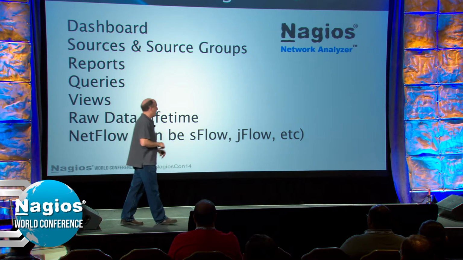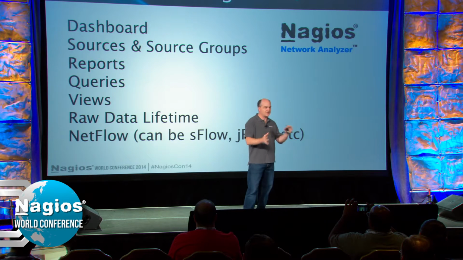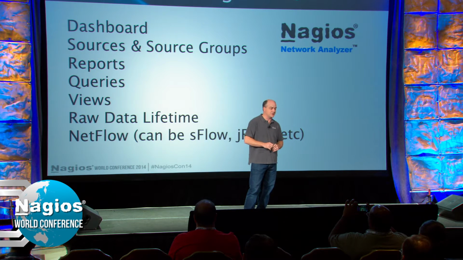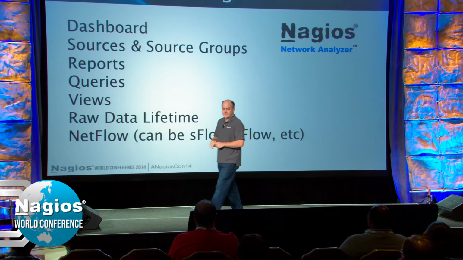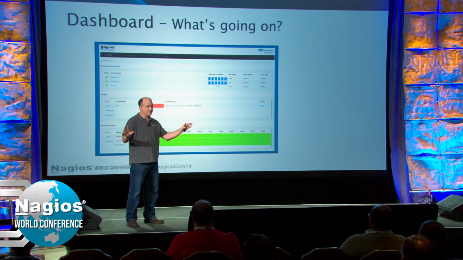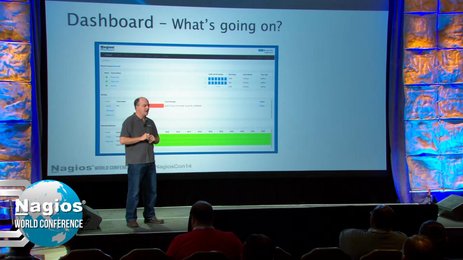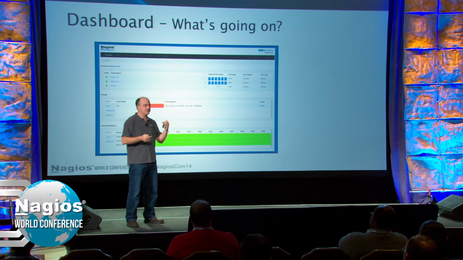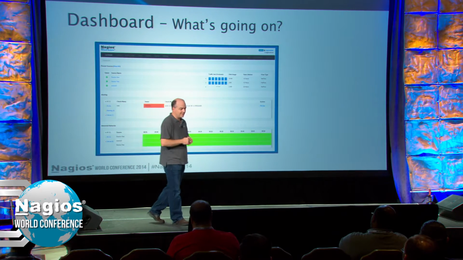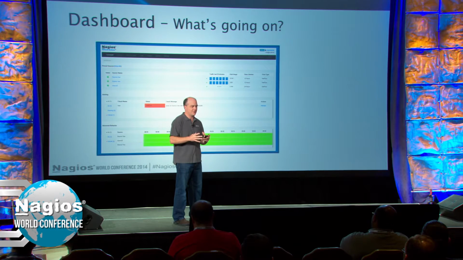So we're going to cover some basic terms in Network Analyzer, and then we'll walk through all of the different elements of the user interface. The first element is the dashboard. So the dashboard is your main login screen. It gives you the ability to see at a glance the different places you're collecting NetFlow information from, the quantity of data that is being stored on your Network Analyzer server.